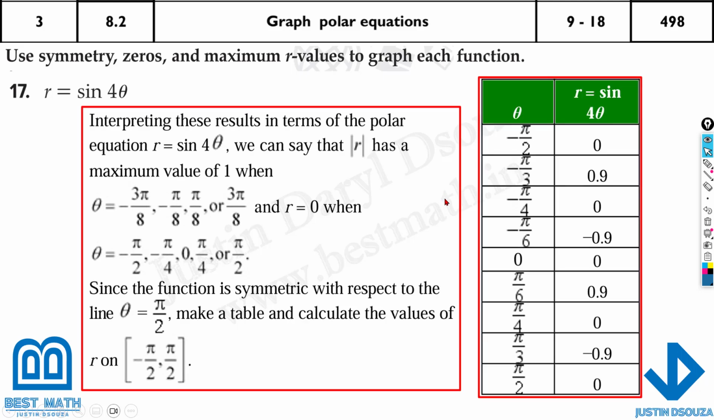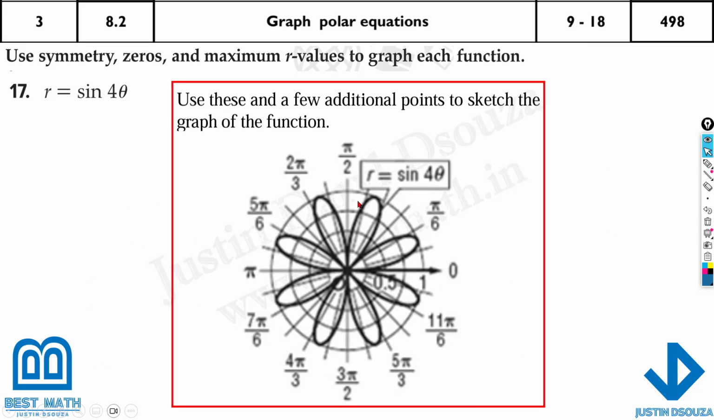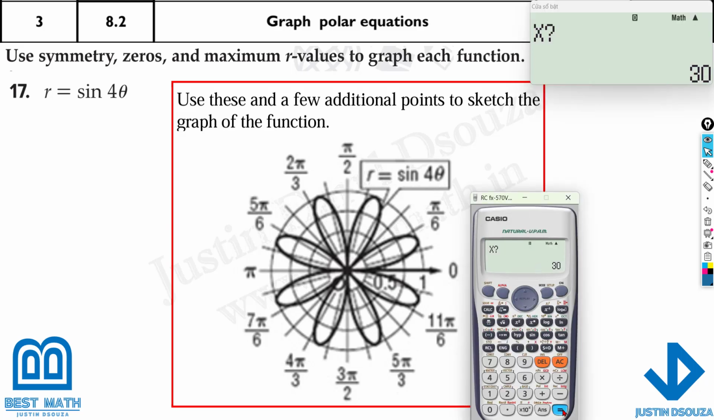But let's see what happens if it's a polar grid over here. This is a rose. Now you can check it as well. 30 degrees. What is the value? 0.88. Where is 30 degrees? This is 30 degrees. Is it correct? Yes, 1 and less than that.